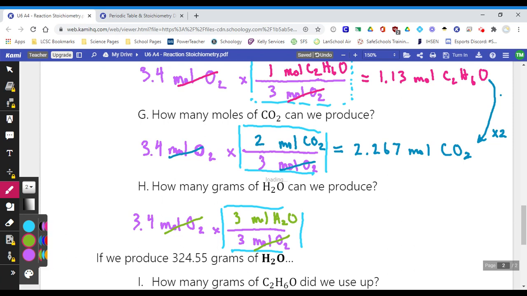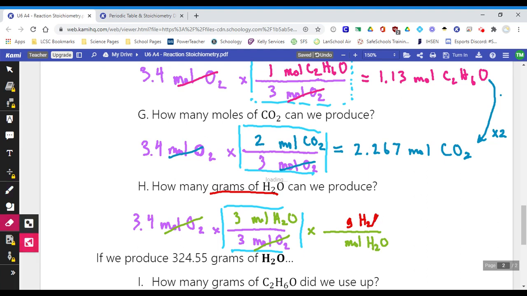I want to be at grams of H2O. So in order to get to grams of H2O, I need one more fraction bar, where I am now getting rid of moles of H2O. Put that on bottom: moles of H2O. What I'm trying to get to is grams of H2O. Ugh, my pen just keeps dragging. Grams of H2O. Okay, there we go.